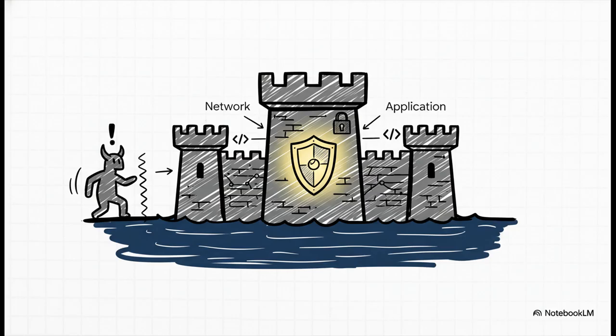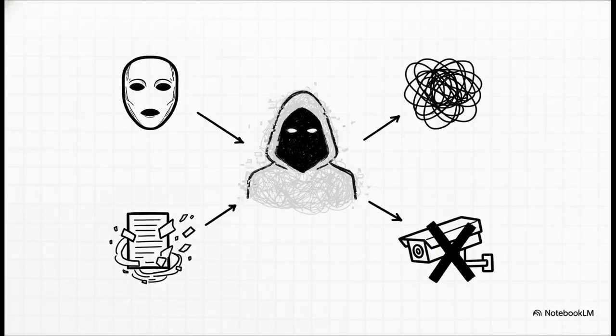The best way to think of it is like a medieval castle, right? There isn't just one wall. There are defenses at the perimeter, inside the network, at the application level, around the data itself, and even on the operator's computer. An attacker would have to breach every single one of those layers to have any chance of success.